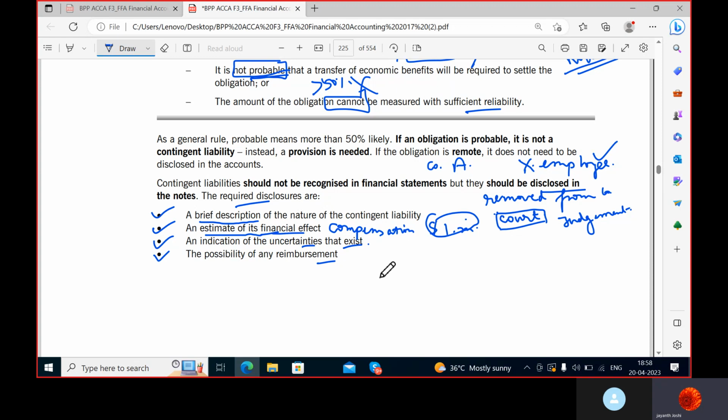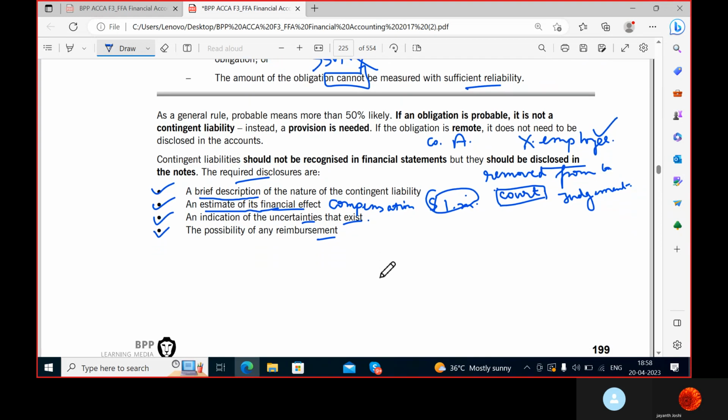Okay. One thing, the probability is less, and second, we can't reliably measure to what extent the loss can be, or to what extent the company can incur the liability. Why? Because the event is dependent upon the future, and the event is uncertain also. Whether the company will incur a liability or not is dependent upon the happening or not happening of that event. Okay, uncertain future event. Clear? Clear, ma'am.